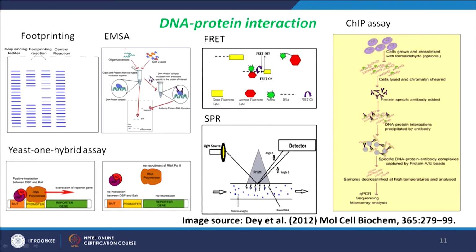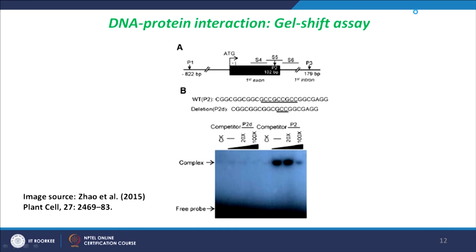So, the in vitro ways of doing this are footprinting, electrophoretic mobility shift assay, and then yeast one hybrid, in which you can use a DNA and then identify what are the proteins which bind to those DNA elements. These two, FRET and SPR, are more physical assays to study the interaction, and then the ChIP assay, chromatin immunoprecipitation, which is being very extensively used to study the interaction.